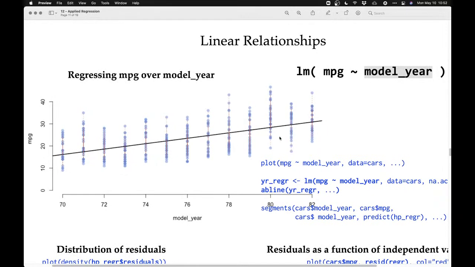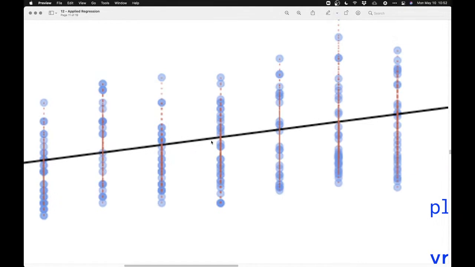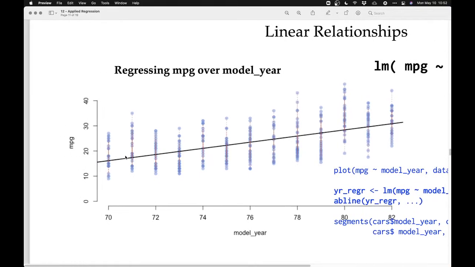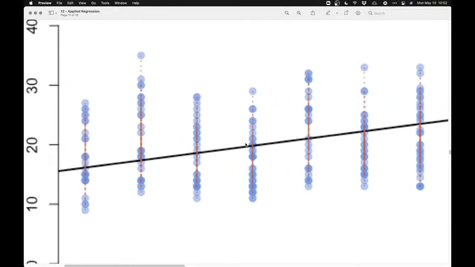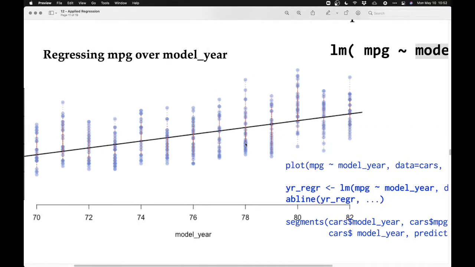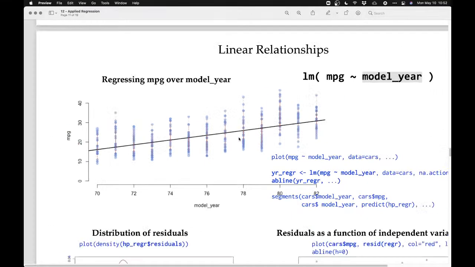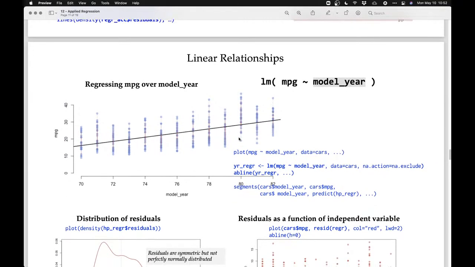Okay, and I've drawn line segments, but you can barely see them, these red line segments. From each point to the regression line, these are the residuals. They don't look very spectacular because, again, on average, these are running roughly through the middle of each year's points. All right?